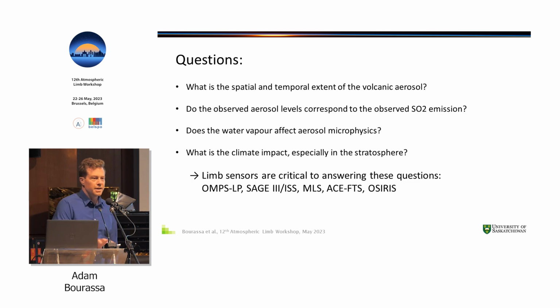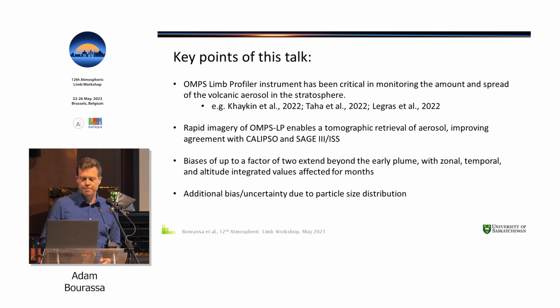Okay, so there's lots of questions. Some of these are being answered already by the papers that are coming out and by the nice talks that we've had this morning by Ghassan and Travis. What's the spatial and temporal extent of the aerosol? Do the observed levels correspond to the observed SO2 emission? That's an interesting one. Does the water vapor affect the aerosol microphysics? I think we're seeing some convincing evidence of this already. And what is the climate impact, especially in the stratosphere? And of course, limb sensors, our favorite instruments, are very critical to answering these questions.